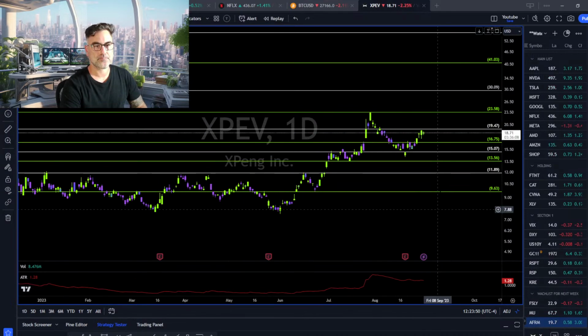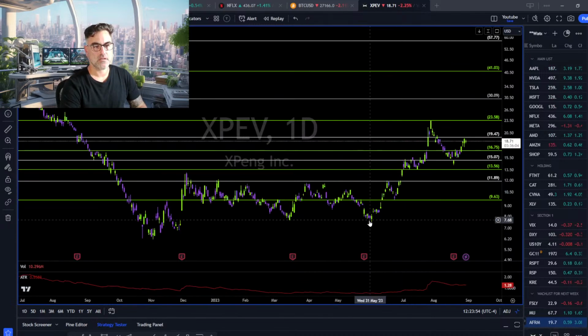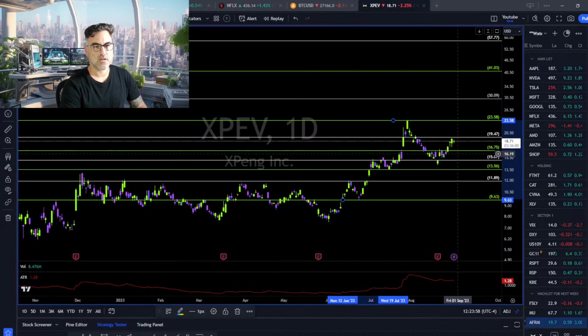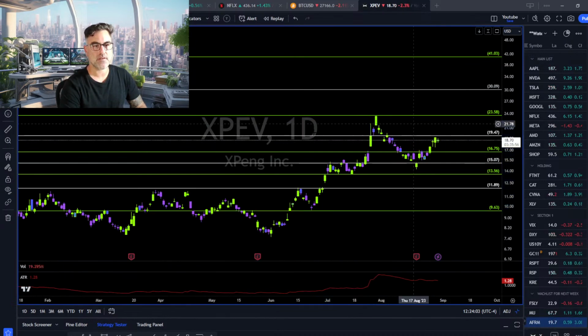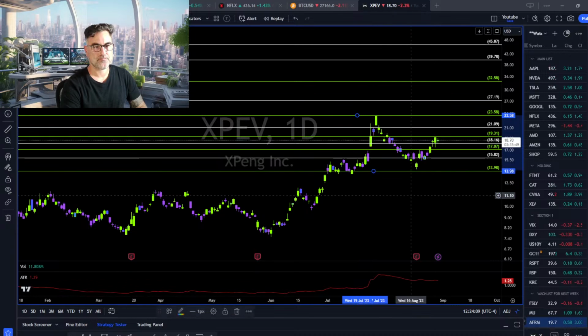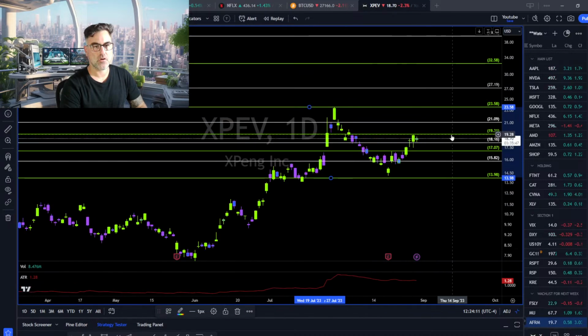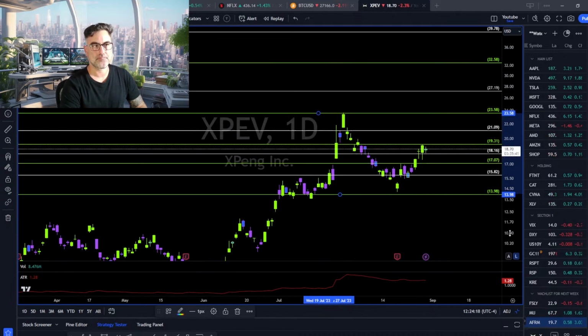XPEV long above 1950. We had an uptrend, retracement 50%. Now long continuation above 1947. You can take also long on a daily close above 1930. Your stop should be below 17.